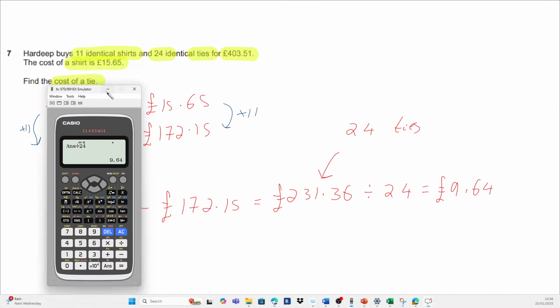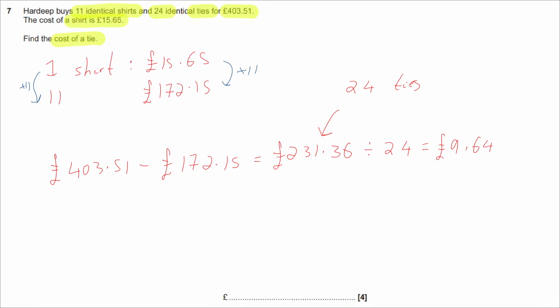Okay, so hopefully I've checked the mark scheme. That's going to be good. £9.64 is correct. I think when we're looking at this question, yeah, good. All good.